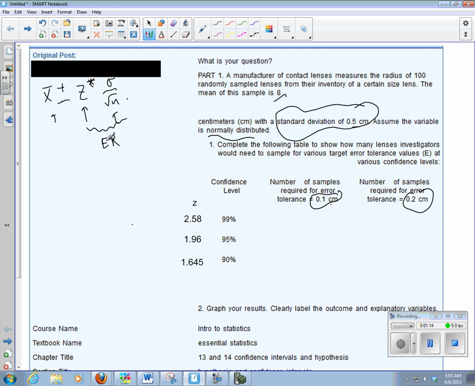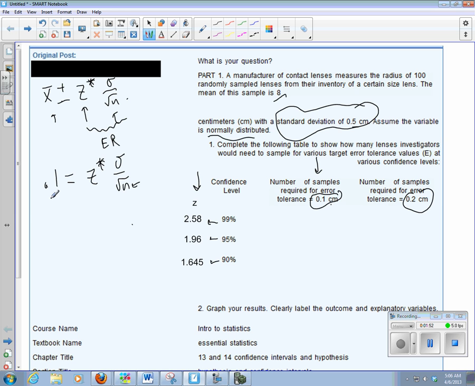I don't know why I just wrote MER. Margin of error. That's good enough. So then what we want is for the margin of error to be equal to 0.1. I want the right-hand side of that formula to be equal to this. I'm going to substitute everything in, and then solve for n. I went out earlier and found the z-scores for these levels of confidence, and we're going to use these to solve this question.